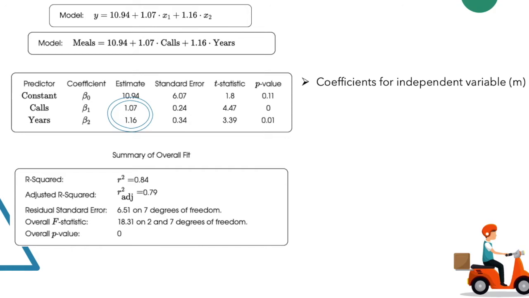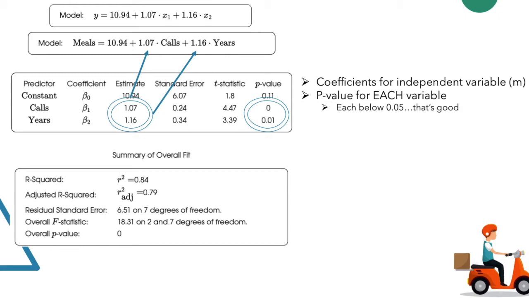These numbers here tell us the coefficients for the independent variables. So 1.07 goes with calls, 1.16 goes for years. And then there's a p-value for each variable. In this case, each is below 0.05, which is really good. Smaller p-values are more significant. And we're going to do a little bit more about that in the next lesson.